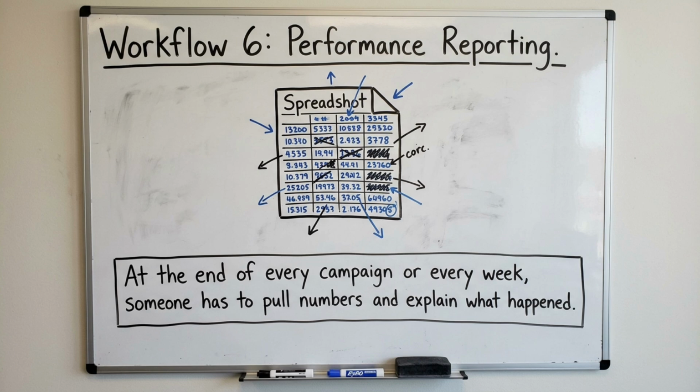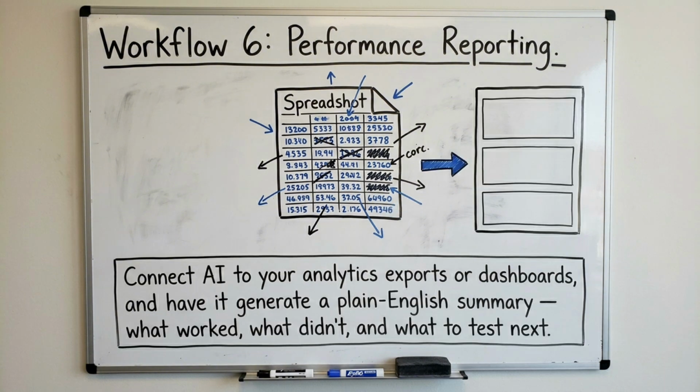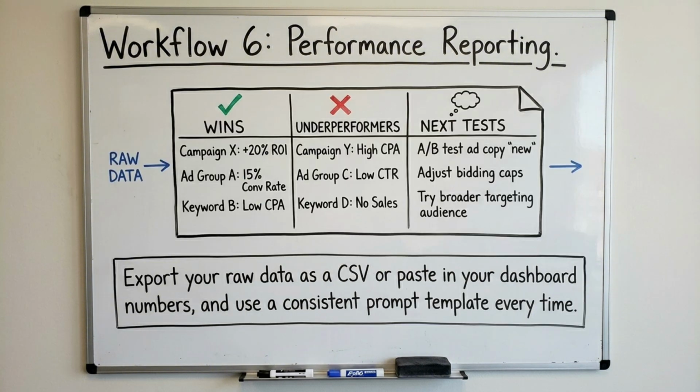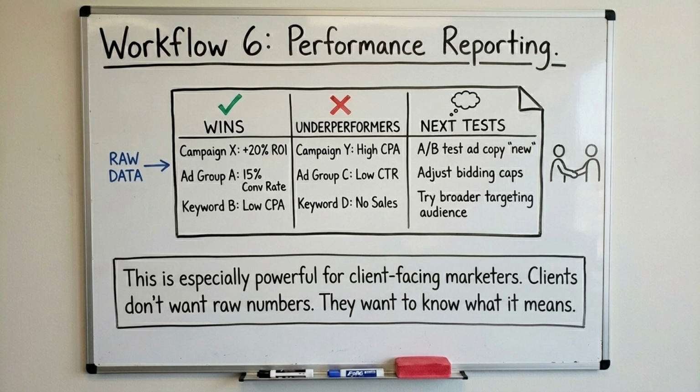Workflow 6. Performance reporting and summaries. At the end of every campaign or every week, someone has to pull numbers and explain what happened. Connect your AI to your analytics exports or dashboards and have it generate a plain English summary, what worked, what didn't, and what to test next, instead of you manually writing the same report structure every single week. Export your raw data as a CSV or paste in your dashboard numbers and use a consistent prompt template every time. Summarize this week's performance in 3 sections: wins, underperformers, and next week's test recommendations. Keep it under 200 words, written for a client with no marketing background.